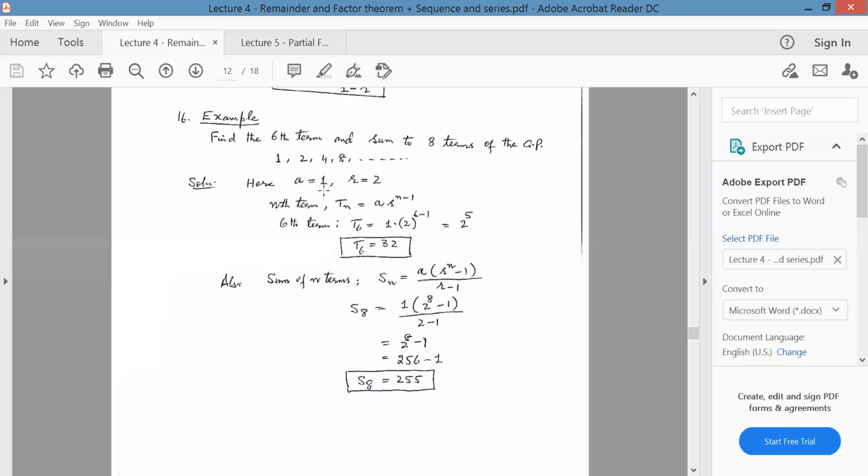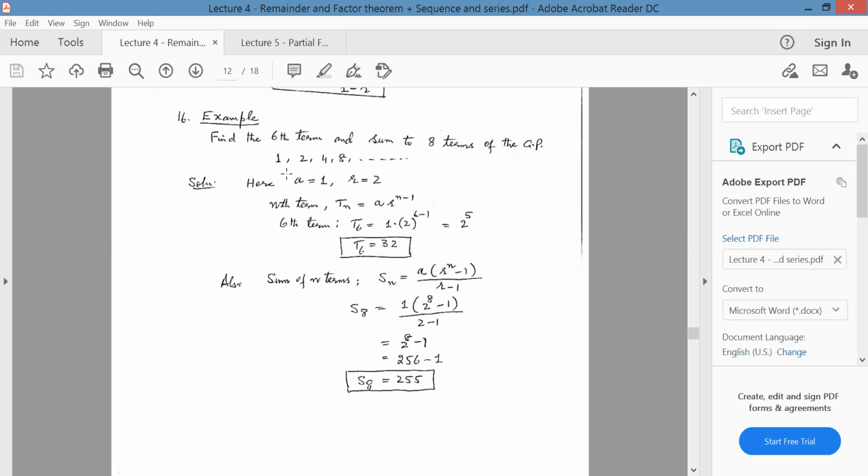The first term a is 1, and common ratio, how do we get? I told you, take any term divided by the previous term. Say 8 divided by 4 will be 2, or 4 divided by 2 will be 2, or 2 divided by 1 will be 2. That is a constant value which is known as the common ratio. So r, the common ratio, is 2 in this case. The formula for the nth term I have just told you, that is a times r power n minus 1.